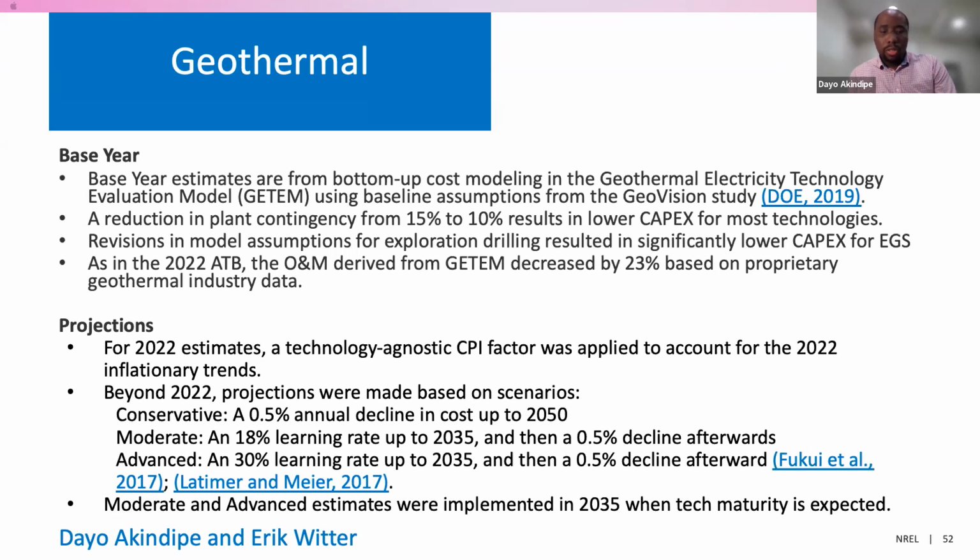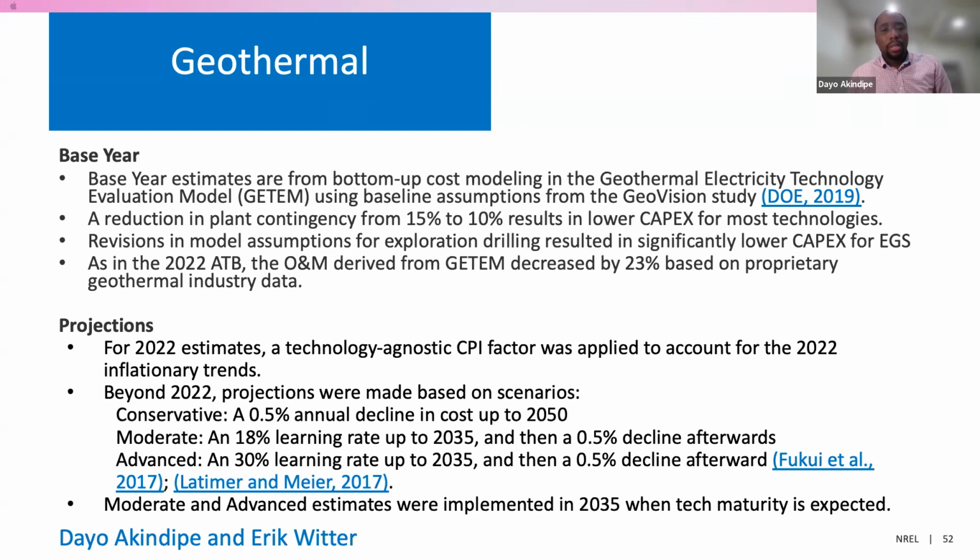In terms of projections, like Brian has emphasized already, we applied a technology neutral CPI factor to account for inflationary and supply chain issues encountered in 2022. So you would see that jump from 2021 to 2022 in the graphs. And beyond 2022, on the conservative case, we applied a 0.5% annual decline based on the annual energy outlook projections.